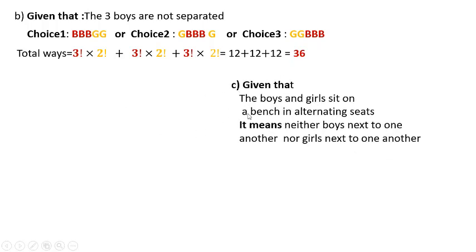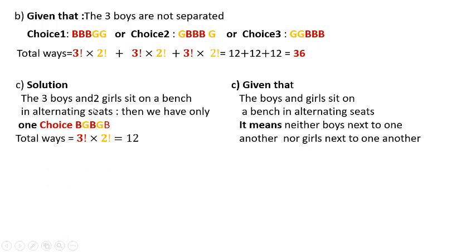Now part C. Given that the boys and the girls sit on a bench in alternating seats, it means neither boys next to one another nor girls next to one another. In this case, we have only one choice. They can be seated in this way: boy, girl, boy, girl, boy. Now, the three boys among themselves can be arranged on their seats by 3 factorial, and the girls among themselves can be arranged among their seats by 2 factorial, then the total ways equal 12.